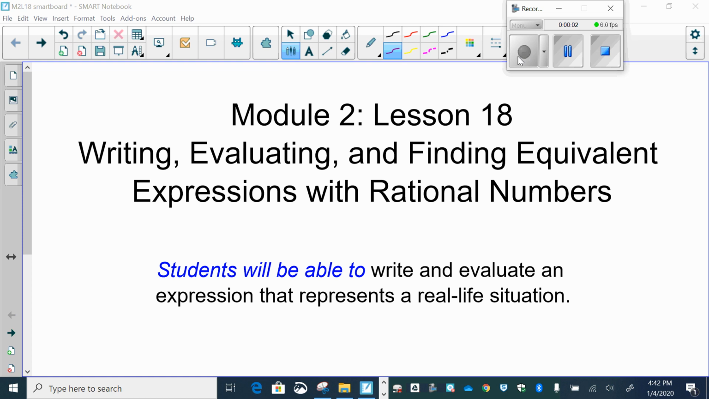Hi everybody, Module 2, Lesson 18: Writing, Evaluating, and Finding Equivalent Expressions with Rational Numbers. Students will be able to write and evaluate an expression that represents a real-life situation. Yes, we're getting into some word problems, but I know you can handle it.